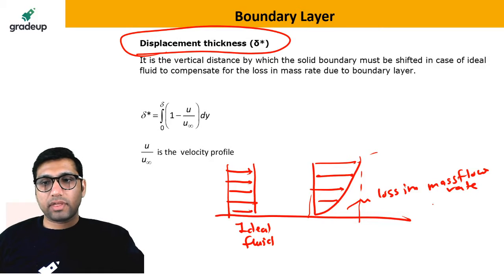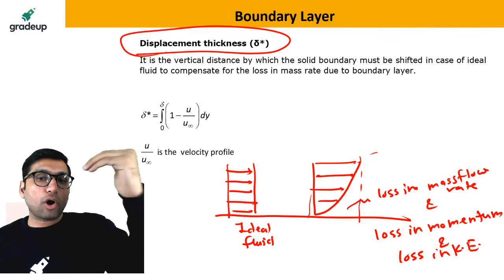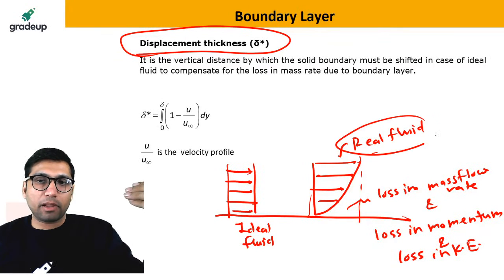There will be some loss in momentum, and there will be some loss in kinetic energy. So these losses will take place because of the boundary layer. For a real fluid, this will be the flow. This is how the flow will take place over a plate.